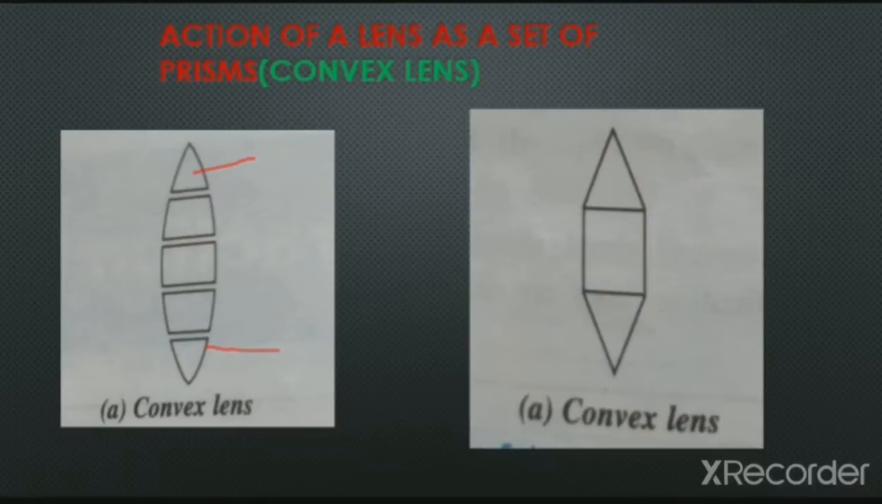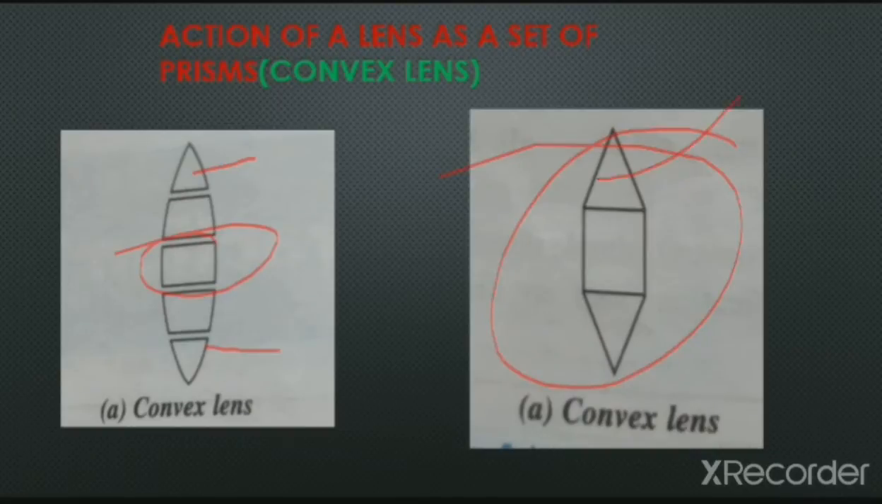As you can see, the upper part is a simple prism and the lower part is an inverted prism, and the middle part is just a glass block. So in simple terms, we can divide a lens into these three parts: the upper and the lower part as the action of a prism and the middle part as a glass block. This is how refraction takes place in a prism. We have studied this in the previous chapter, about refraction through a glass block and a prism.